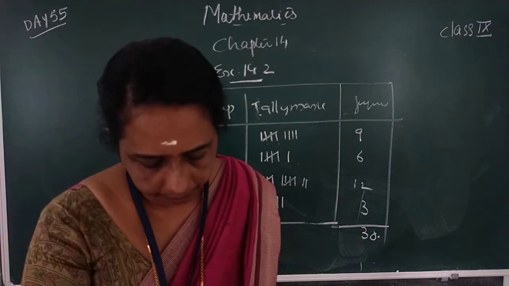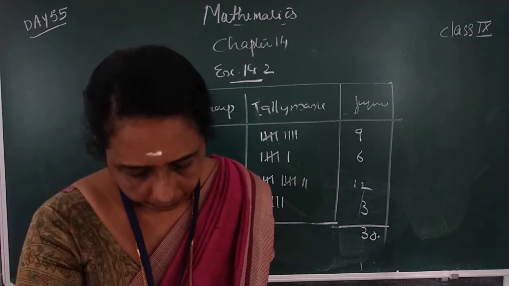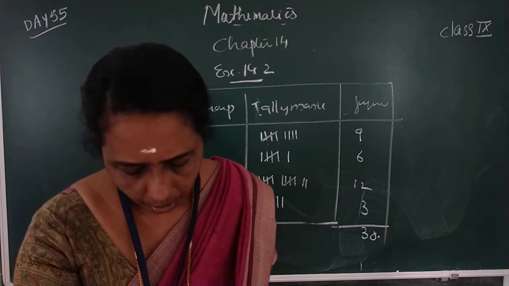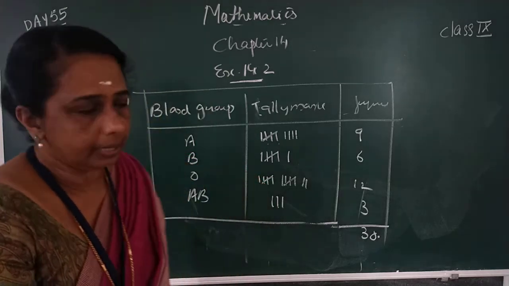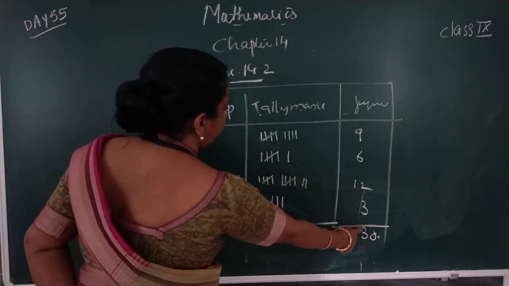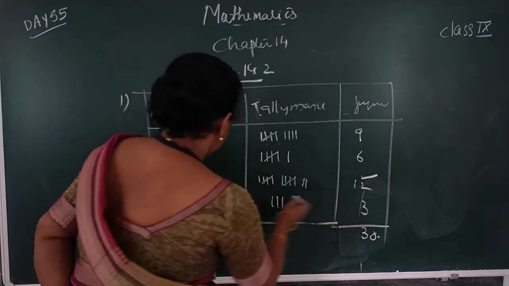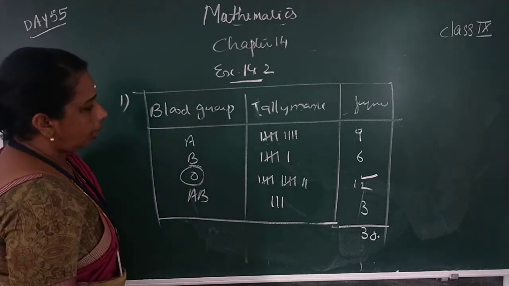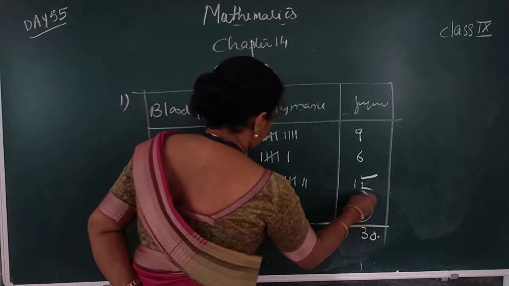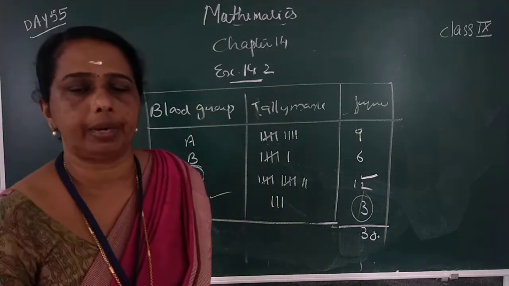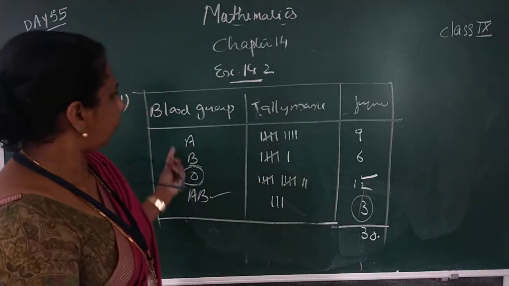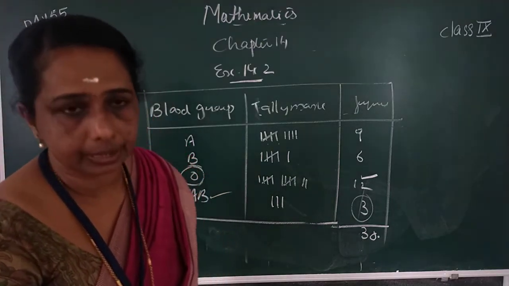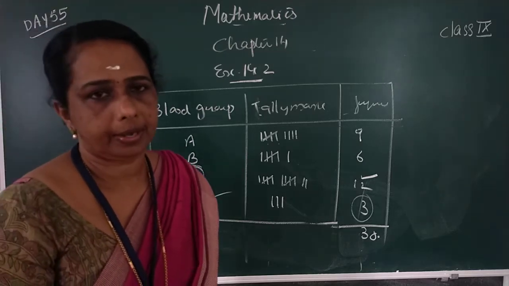Then two more questions are here. Which is the most common and which is the rarest blood group? The most common blood group is the one with the maximum number of students, that is 12. That is, the most common blood group is O. Which is the rarest blood group? The one with the least number of students, that is 3. That is, AB is the rarest blood group. So prepare the frequency distribution table, and based on that table, answer which is the rarest and which is the most common blood group. Okay.